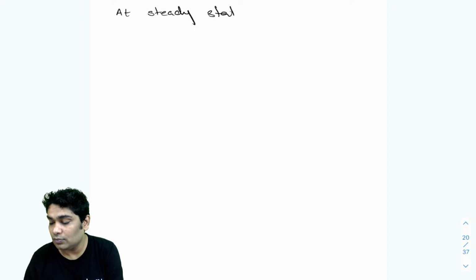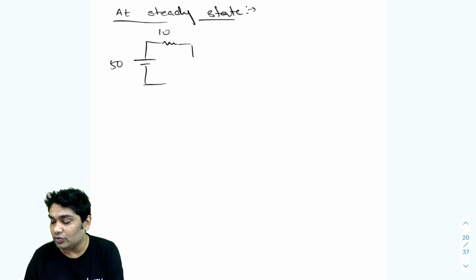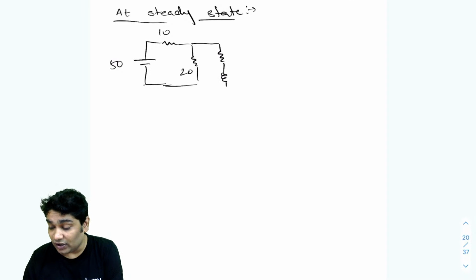So at steady state, the circuit would have looked like this. You would have had a battery of EMF 50. Then you would have had R1, which was 10. You would have had R2, which was 20. And you would have had R3 and this inductor, which essentially behaves as a resistance-less wire.